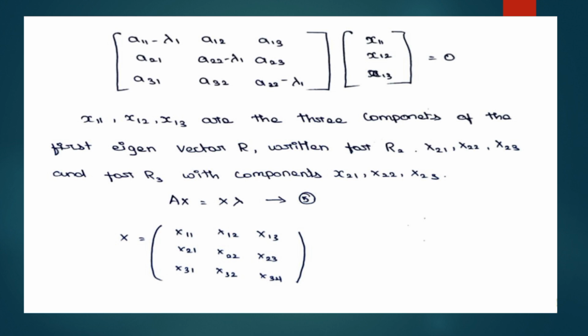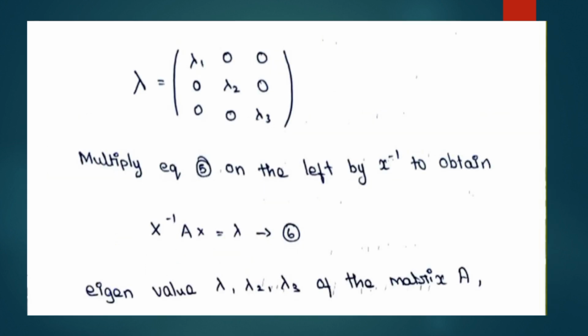x11, x12, x13 are the three components of the first eigenvector r; similarly for r2, x21, x22, x23, and for r3 with components x31, x32, x33. AX = X lambda. This is equation 5. X is the matrix x11, x12, x13, x21, x22, x23, x31, x32, x33. Lambda is the matrix lambda 1, 0, 0; 0, lambda 2, 0; 0, 0, lambda 3. Multiply equation 5 on the left by X inverse to obtain X inverse AX equal to lambda, and this is equation 6, with eigenvalues lambda 1, lambda 2, lambda 3 of the matrix A.